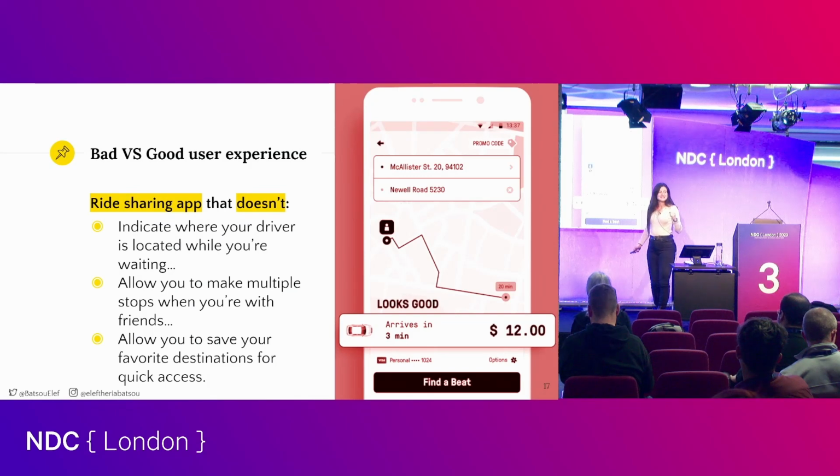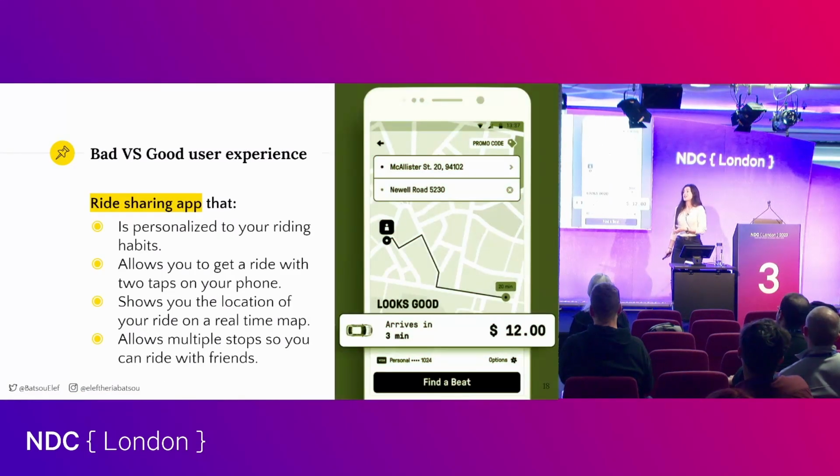Okay, and now let's start with a few examples. Would you prefer to use a ride-sharing app, like Uber, Bolt, whatever you're using, that doesn't show you in real time your location, your driver's location, doesn't let you pay however you want to pay, doesn't let you save your favorite destinations? Or would you prefer another app, very similar in the UI aspect, but it shows you your location in real time, your driver's location, you can pick up your friends, you can pay however you want, you can save your favorite destinations, and you can do all those things in just a few clicks.